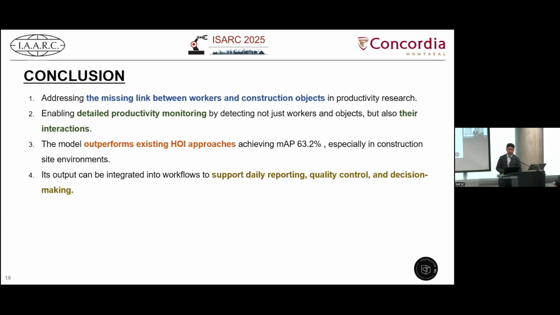So for the conclusion, we have successfully detected the interaction between workers and objects. Basically, we want to know which worker is working on what object. That is our issue. We have successfully identified it, and we reached a mAP score of 63. Even though we have many limitations that we have to address in our future study, this output can support the manager in preparing the daily consumption report, and also quality control and decision making.